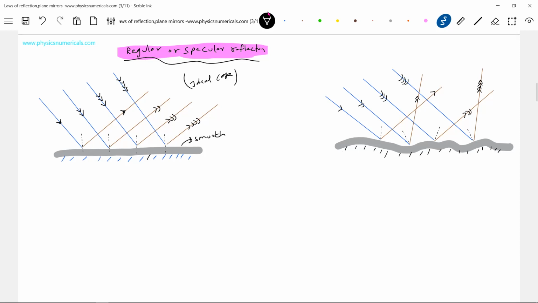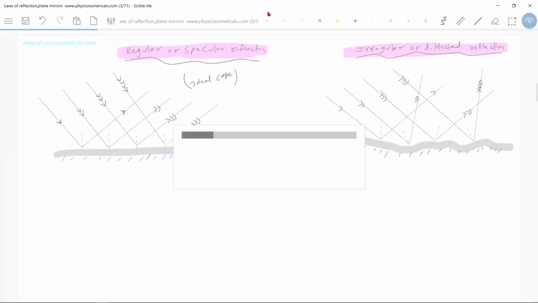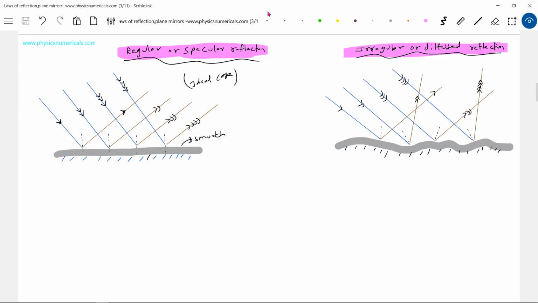So this is what practically happens. This is called irregular or diffused reflection. What is the difference, and what is the actual meaning of regular or specular reflection? We do see objects around us because of irregular reflection.